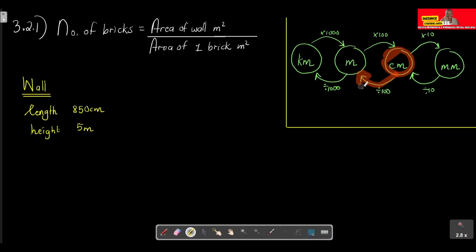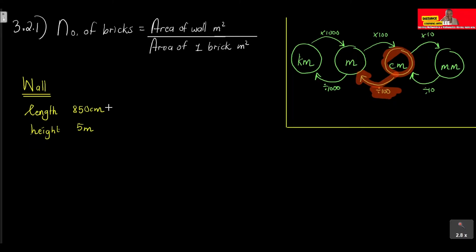So what are we supposed to do here? We're going to divide by 100. We're going to take that 850 and divide it by 100, and this will give us the length of the wall in meters. So 850 divided by 100 gives the length of the wall as 8.5 meters. Now we're ready to calculate the area of the wall.